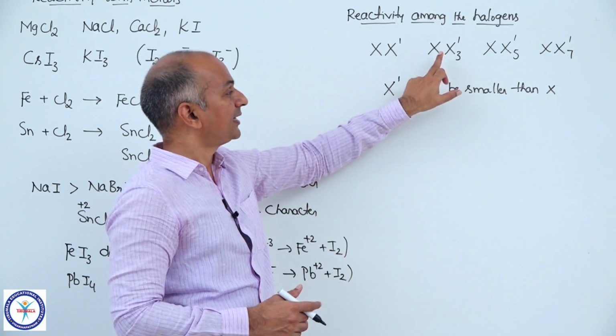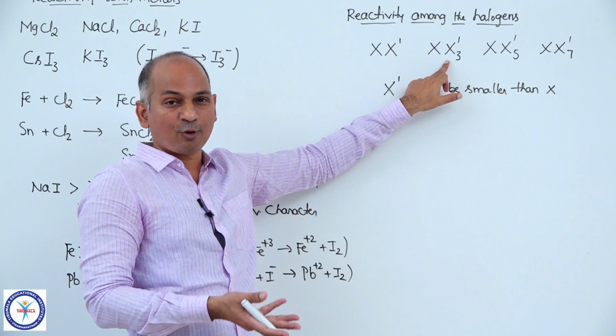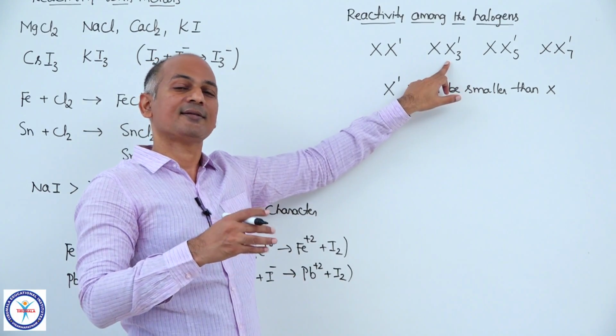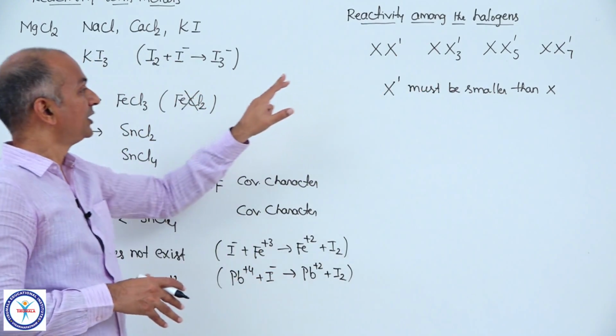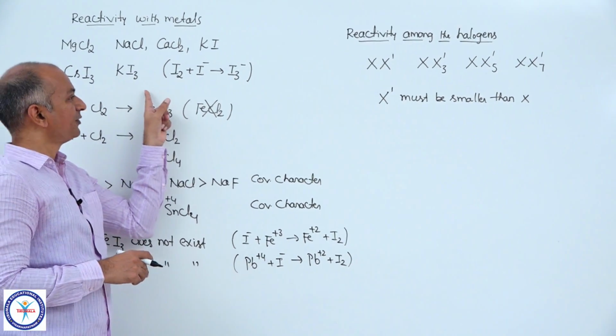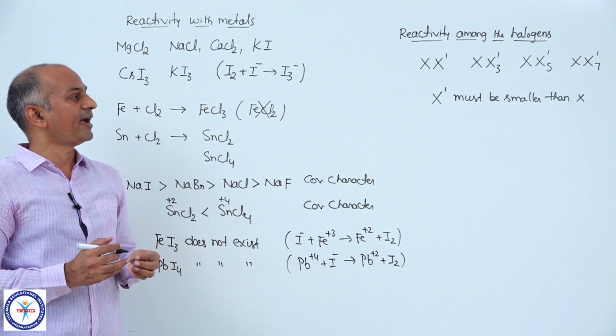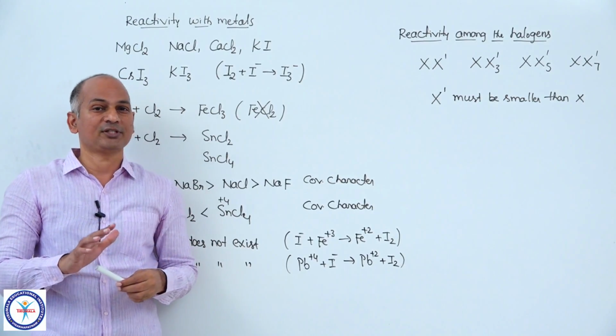So that means here the central atom is a heavier halogen, and the surrounding atom is a smaller or lighter halogen. Okay, so this is the reaction of halogens with metals, and that is the reaction of halogen with other halogens.